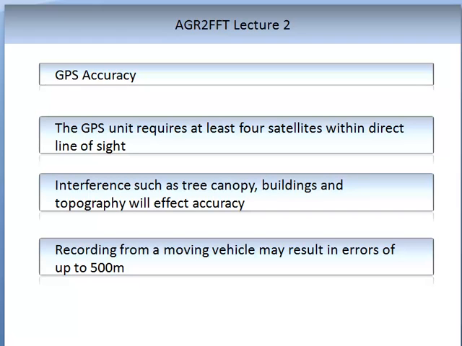If it does not have this minimal requirement, then it cannot accurately calculate the location. Interference, such as a tree canopy, building, or topography, will affect accuracy considerably. Recording from a moving vehicle may result in errors up to 500 meters, although this area of technology is advancing at such an astonishing rate, thanks to the use of satellite technologies in the motor vehicle industry, that this error, particularly around cities, is less and less.